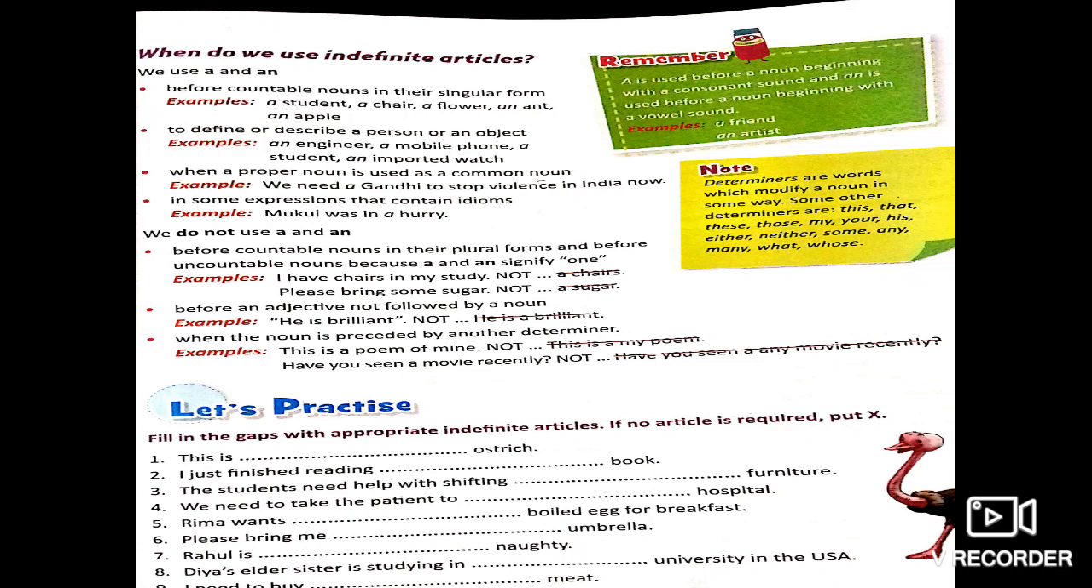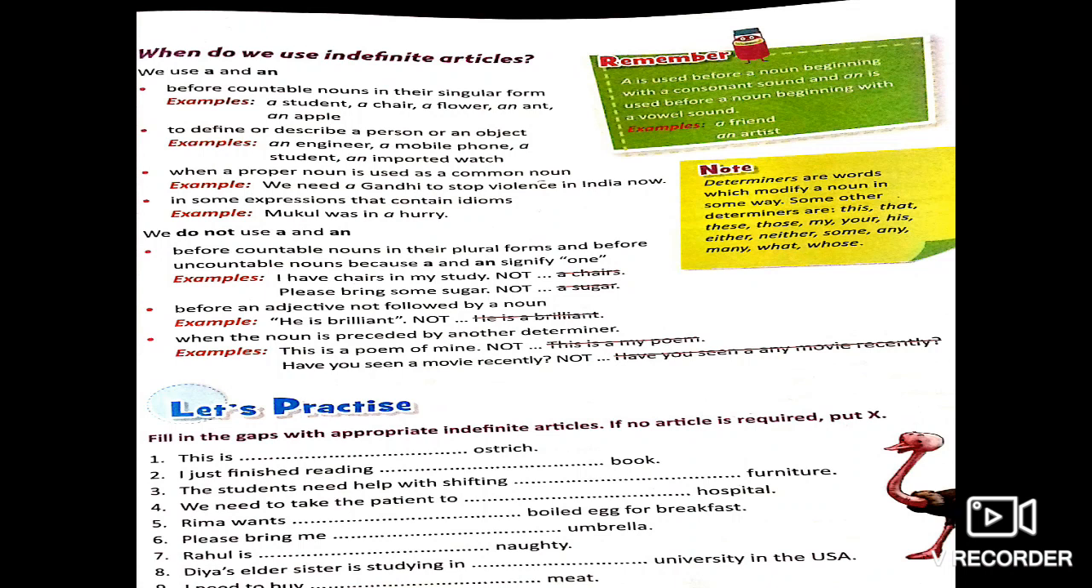When we find determiners used before nouns, we cannot use indefinite articles before the determiner. Just look at the crossed sentences given in this example. This is a my pen. This is a my poem. Now, poem is the noun here. Just before the noun poem, the determiner my has been used. Before my, a has been used. So, this is a grammatically wrong sentence. This is a my poem. That's wrong.